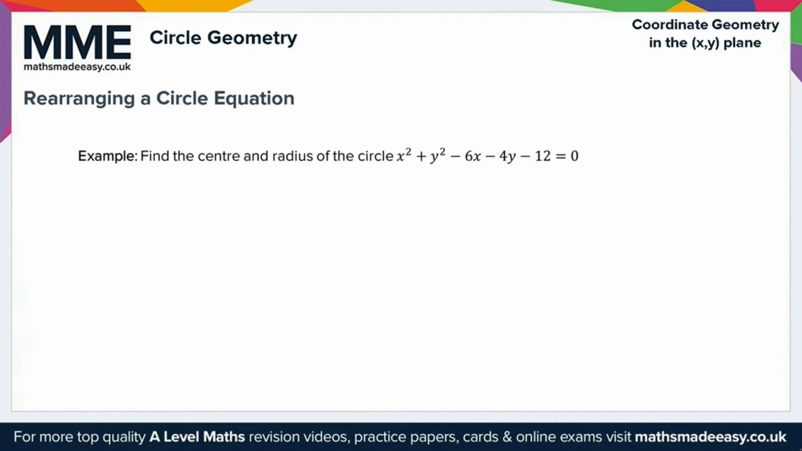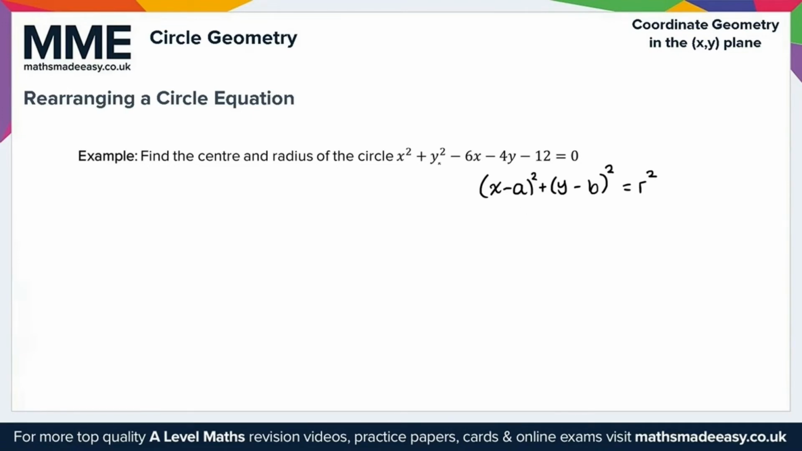Now sometimes we may be given the equation of a circle in this form, x squared plus y squared minus 6x minus 4y minus 12 equals 0. And we may be asked to find the centre and the radius given this equation for the circle. So what we need to do here is take this equation and somehow get it into the form of (x minus a) squared plus (y minus b) all squared equals r squared. Once we can do that, we can easily identify the centre and radius.